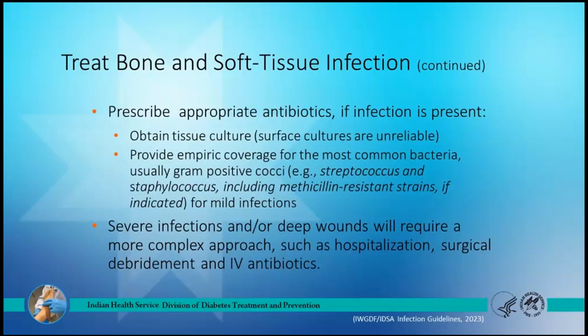Gram-positive organisms are the most common. These can include strep, staph, and methicillin-resistant strains, and many of these can also have other organisms like Corynebacterium, making mixed infections in many of these cases. Severe infections and/or deep wounds will require a more complex approach, such as hospitalization, surgical debridement, and IV antibiotics.